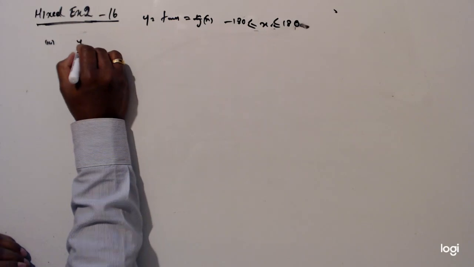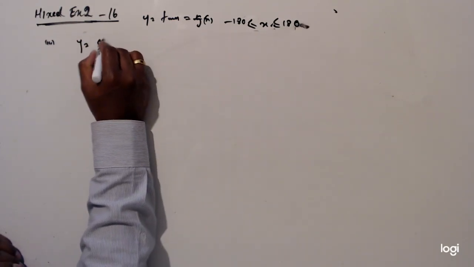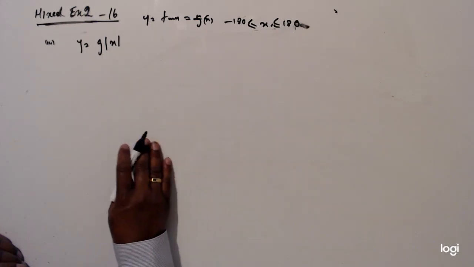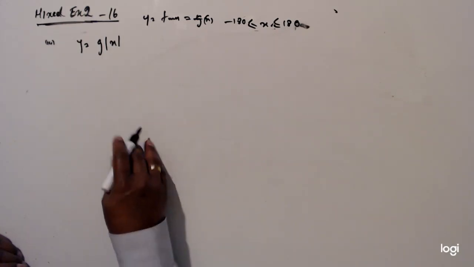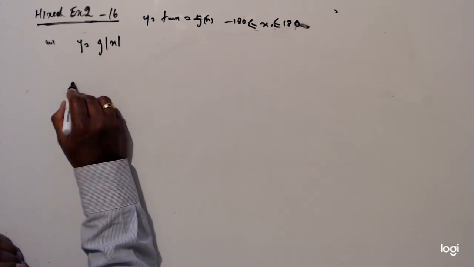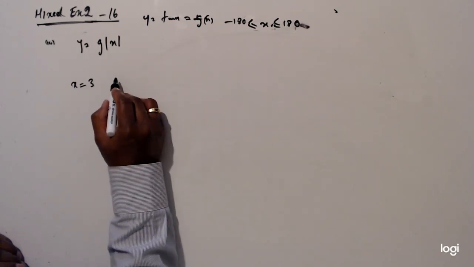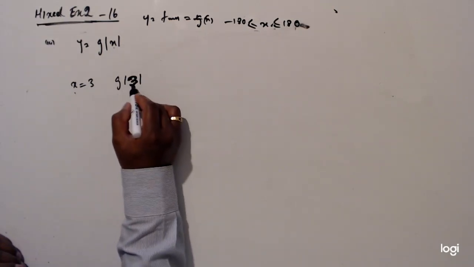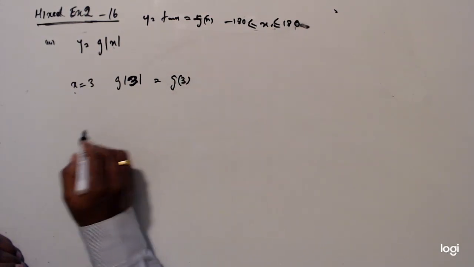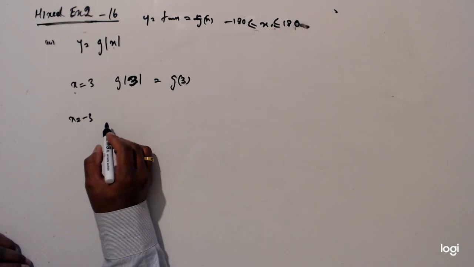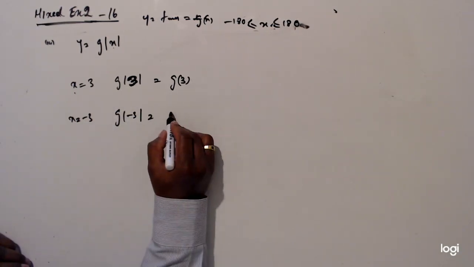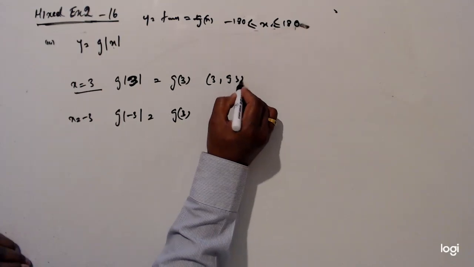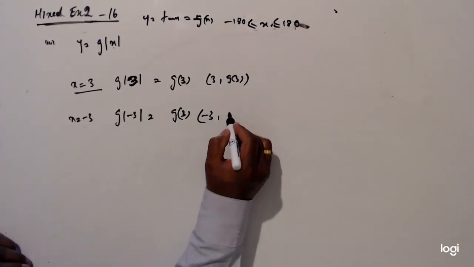The third graph is y equal g of mod x. So what is the task of this graph? The task of this graph is, when x equal minus 3, g of mod minus 3 is g3, and when x equal 3, g of mod 3 is g3. Now here you can see the coordinate is 3, g3. Here you can see the coordinate is minus 3, g3.